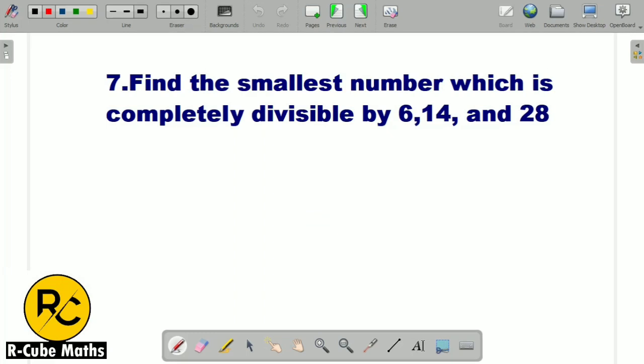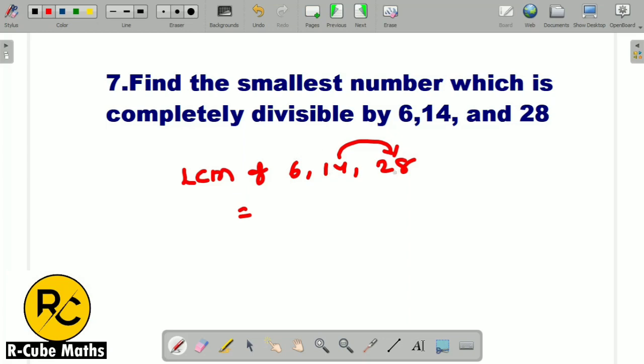Find the smallest number which is completely divisible by 6, 14 and 28. So very simple, we can find the LCM of 6, 14 and 28. Remember here 14 is a factor of 28. So the LCM of these two numbers is 28. Now the LCM of 6 and 28.